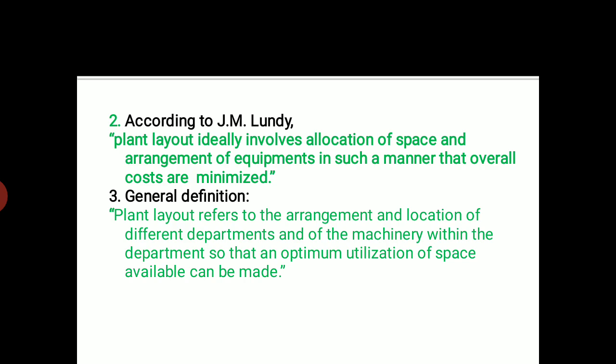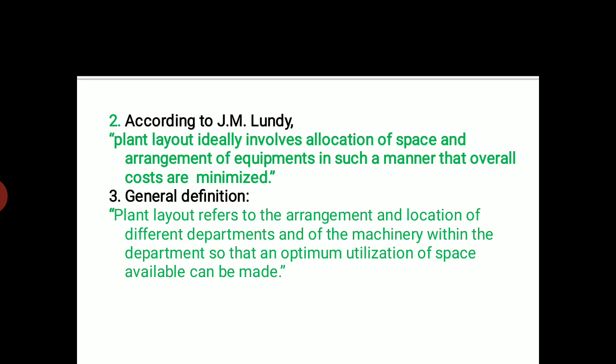Here is one more definition, a general definition of plant layout, which tells us that it refers to the arrangement and location of the different departments and of the machinery within the department so that an optimum utilization of space available can be made. That means the plant layout is arrangement. Arrangement of what? Arrangement of different facilities, maybe different departments, machineries or equipments, in such a way that optimum, that means maximum, use of the space available can be made.